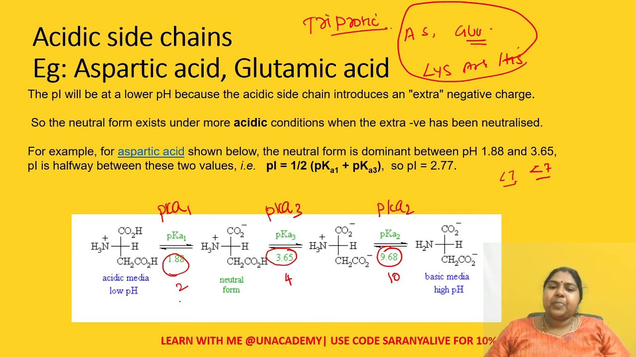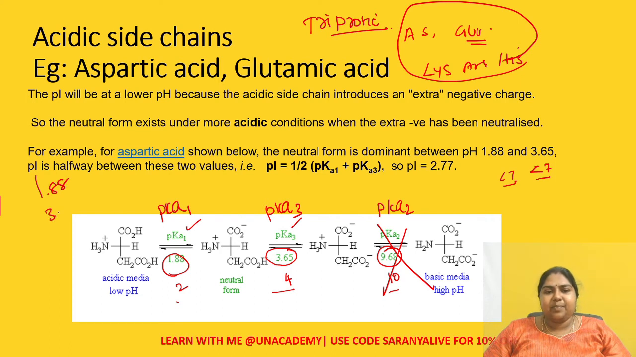Now here these two are less than 7. Who is the odd man out here? This fellow is the odd man out because these two are less than 7. This is my odd man out. So eliminate the odd man out. Now I have only two values. What are the values? 1.88 and 3.65. Add them and divide by 2, you will get the answer. Yes, 1.88 and 3.65. You just total them and divide by 2, and you are going to arrive at this value.